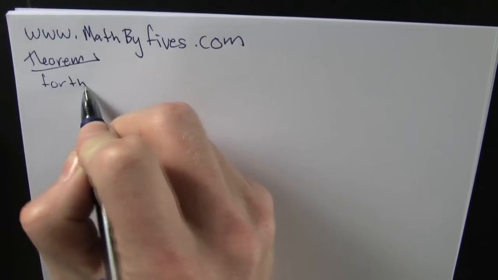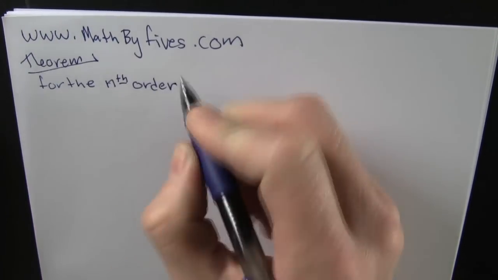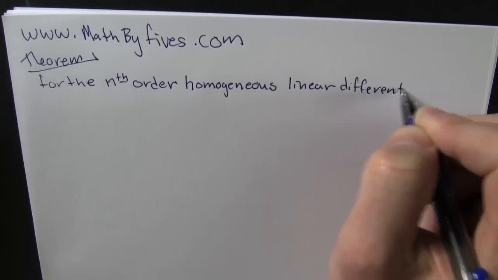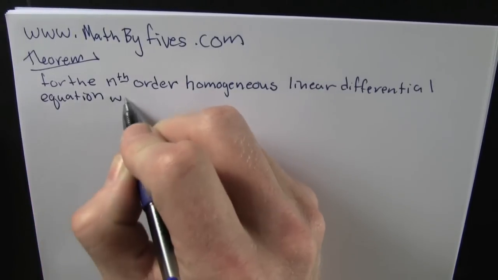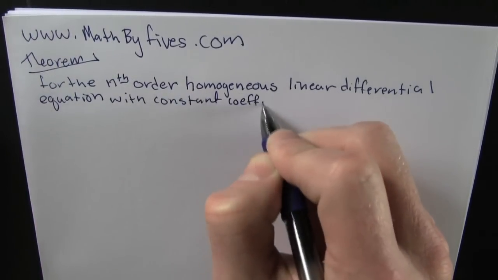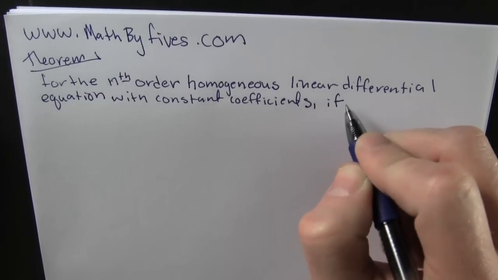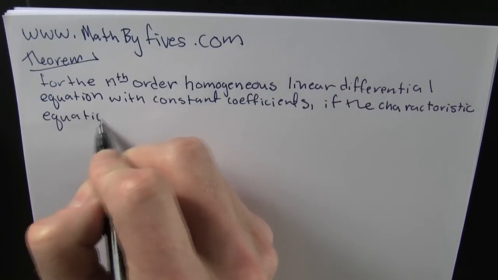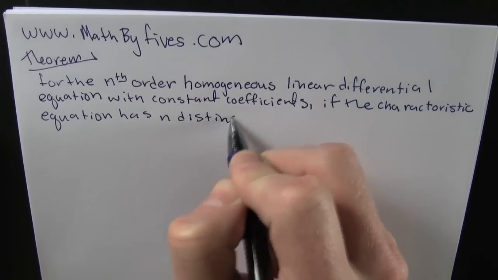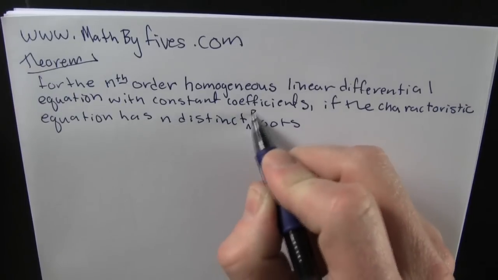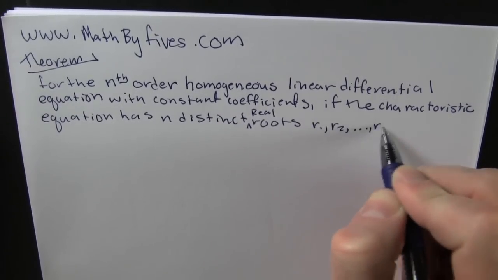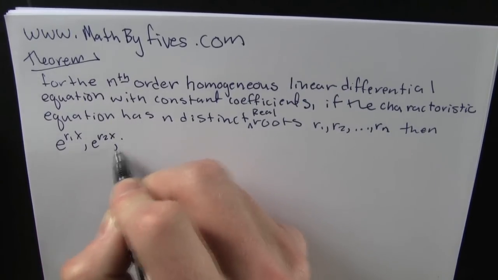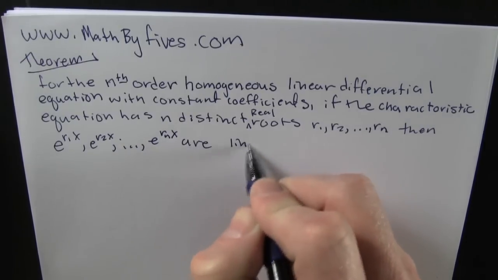Starts it off with the theorem, sure. For the nth order, homogeneous, linear differential equation with constant coefficients, if the characteristic equation has n distinct roots, they have to be real, r1, r2 through rn, then our solutions are exponentials, where the coefficient on the exponent is that root.